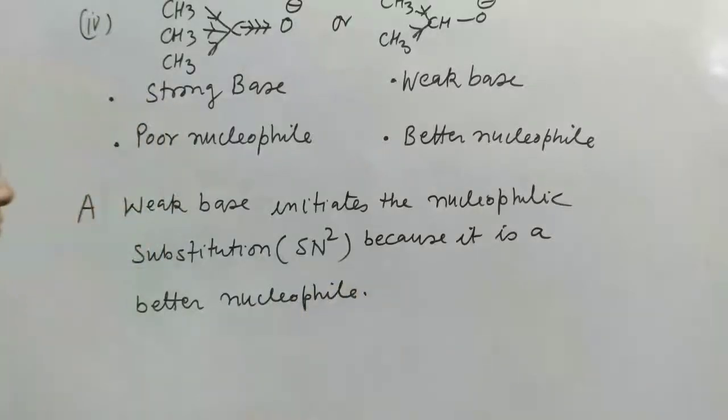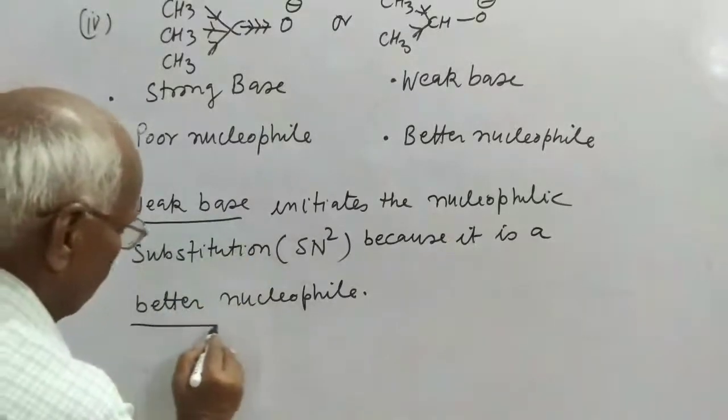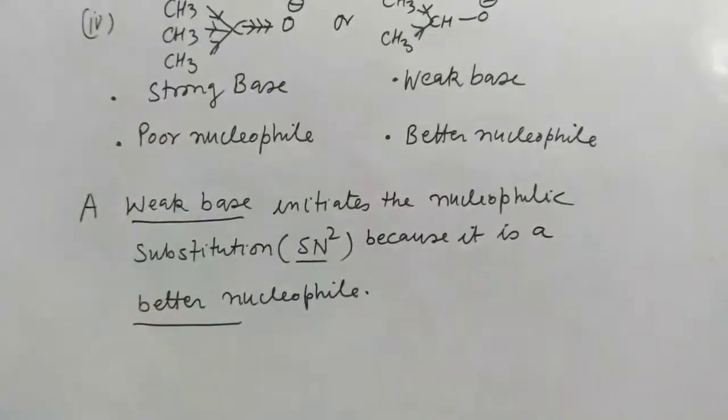This is very useful for the reactions when I compare the E2 reaction with SN2. E2 versus SN2, when I will take up the class, this observation is very important. A weak base initiates the nucleophilic substitution SN2 because it is a better nucleophile. The weak base, better nucleophile, hence undergoes nucleophilic substitution. Mind it.